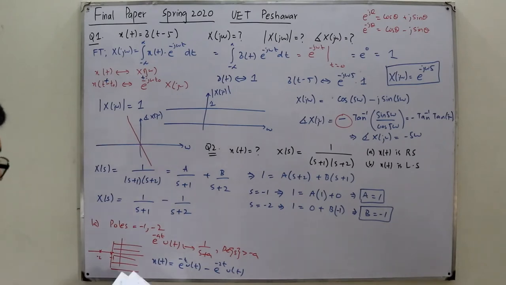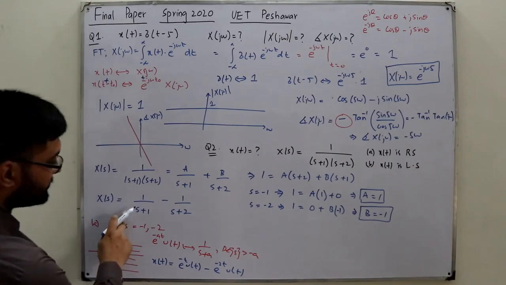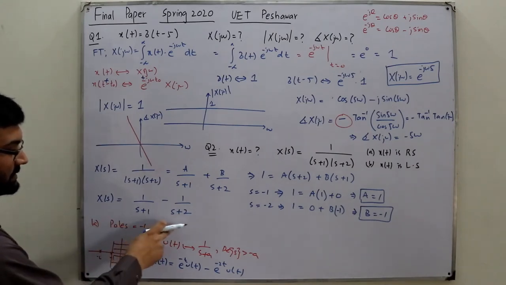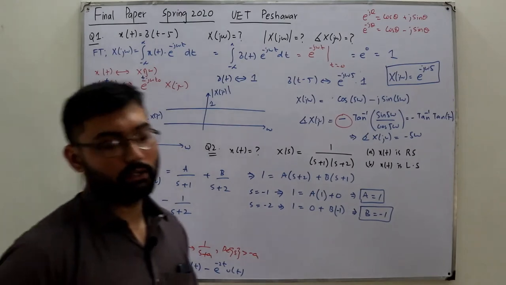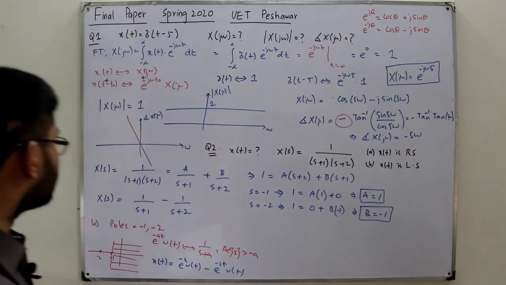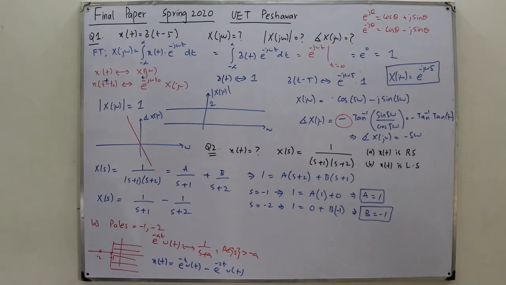How did I do this? So I wrote this for this. For this the ROC is greater than minus 1, for this the ROC is greater than minus 2. The overall ROC has to be greater than minus 1. Simple as it is, you know this very well.